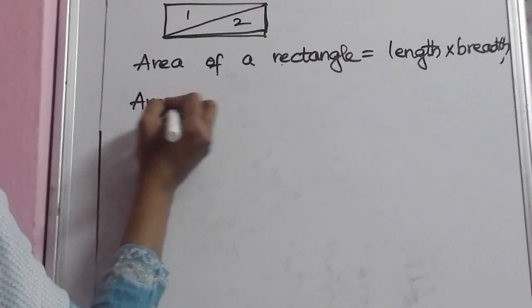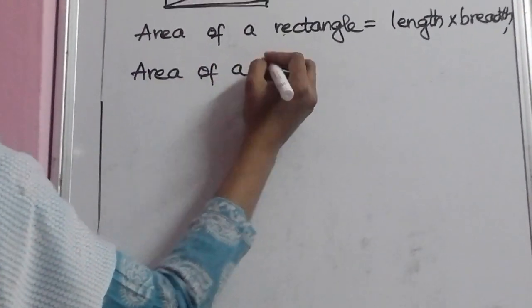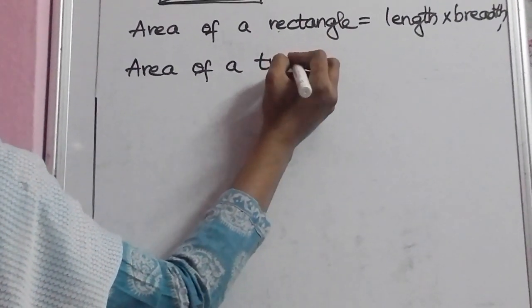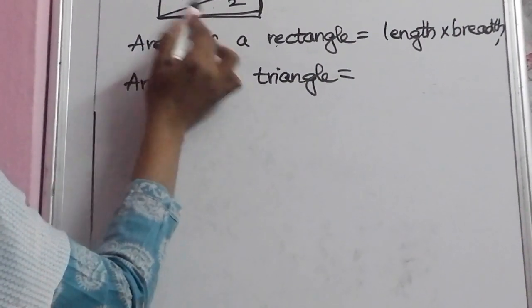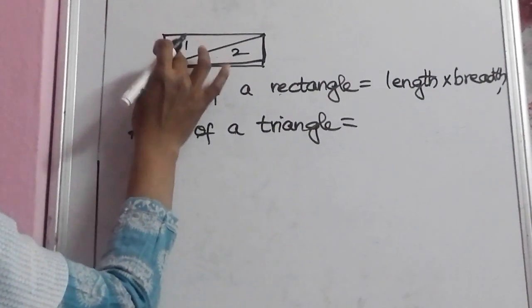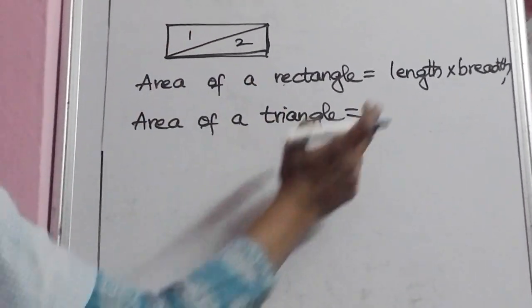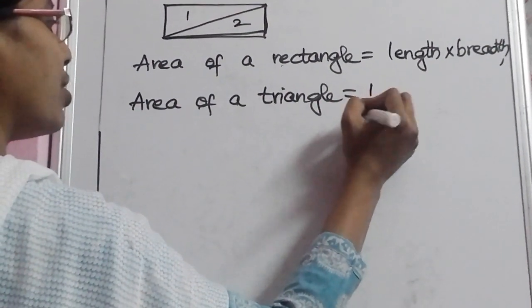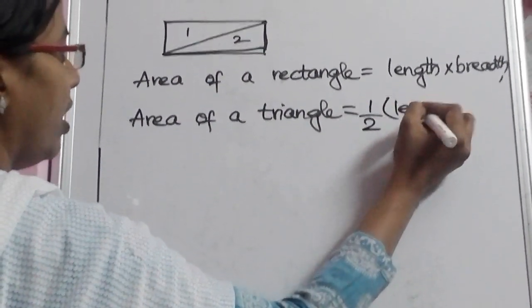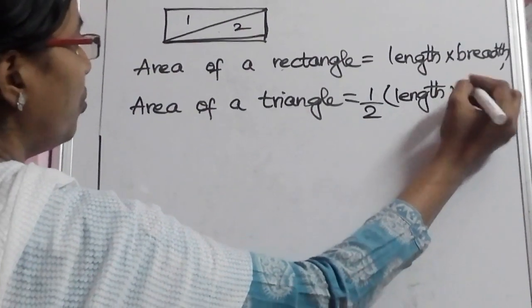So here two triangles together are forming a rectangle. Now if I want to find out the area of a triangle, if I am finding out the area for one triangle, it should be half of the rectangle. So this is equal to half into length into breadth.